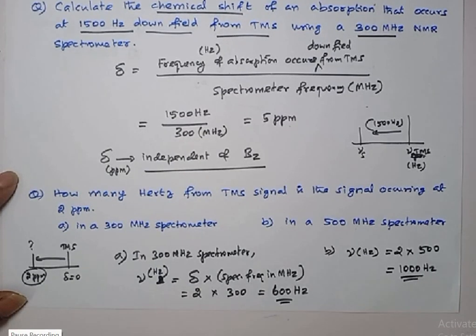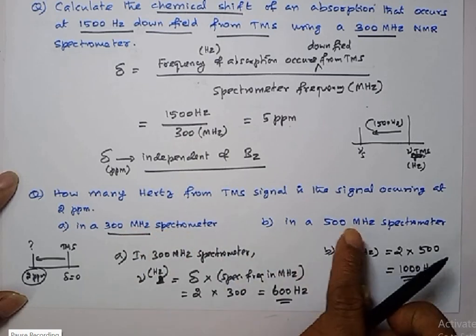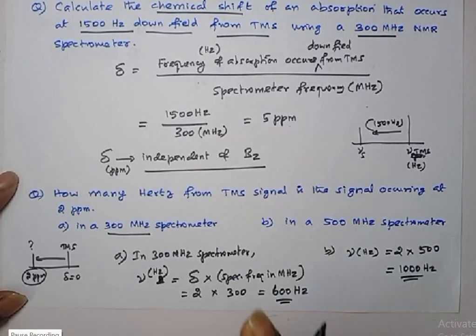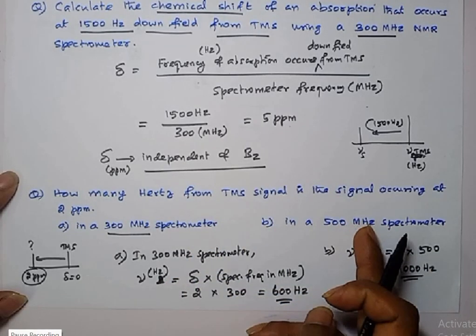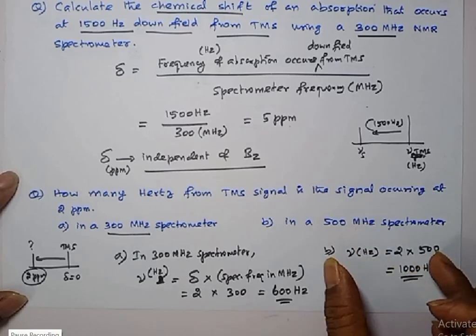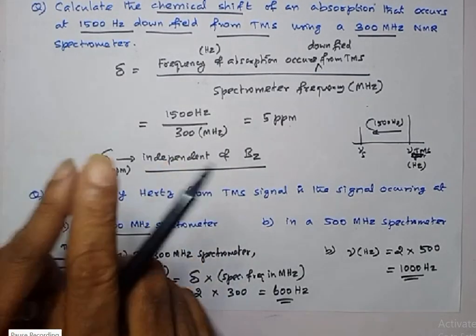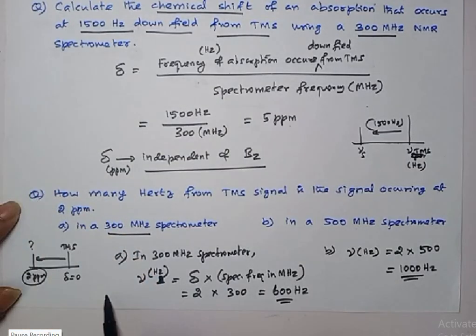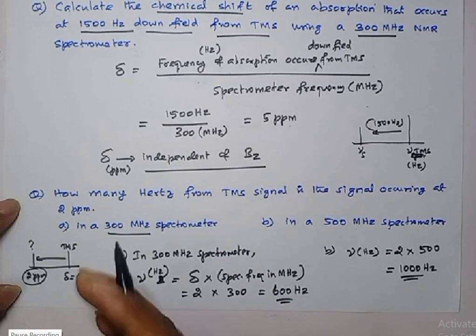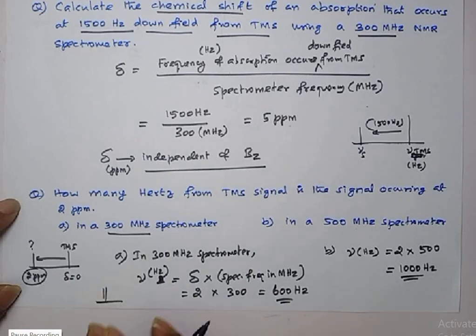This is very, very important. Keep this in mind. This is a 300 megahertz instrument, whereas this is a 500 megahertz spectrometer. If we use a high frequency spectrometer, we get a large separation between TMS and the signal. Suppose two signals appear very closely in a 100 megahertz instrument. If we use, for example, a 500 megahertz spectrometer, then the gap between the two signals will increase. So keep this point in mind.